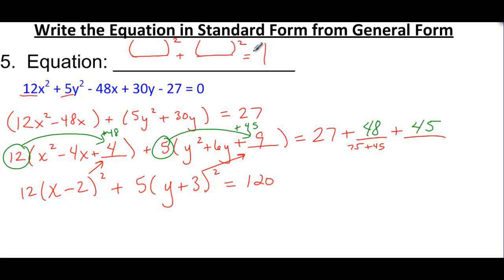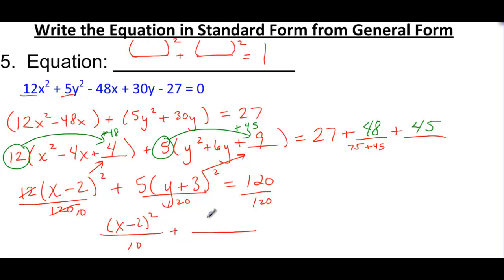But remember, this is supposed to equal 1, so I have to divide each term by 120 to get my final answer. So, if I reduce, because we don't want to have a number in front of my parentheses, I have x minus 2 quantity squared. 12 goes into 120 10 times. Plus, again, I want to keep it as y plus 3 quantity squared. 5 goes into 120 24 times, equal to 120 divided by 120 is 1.